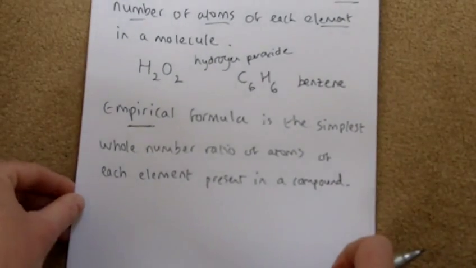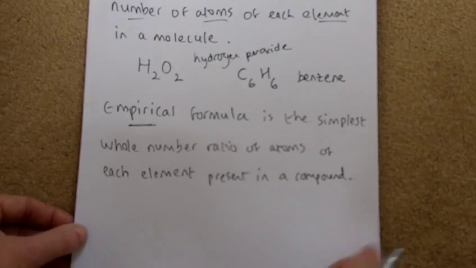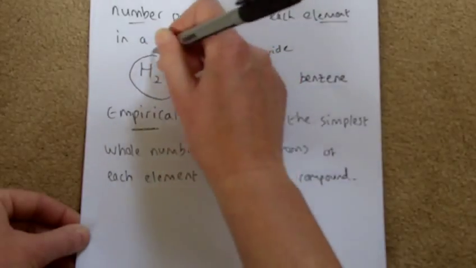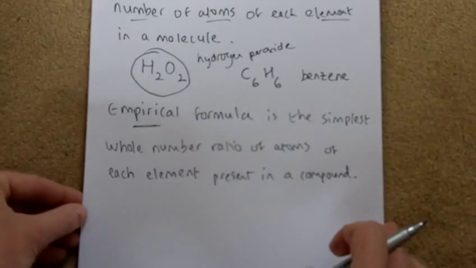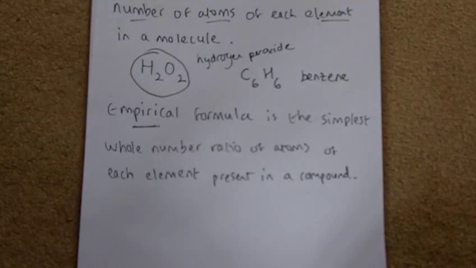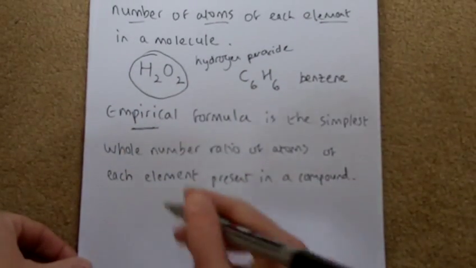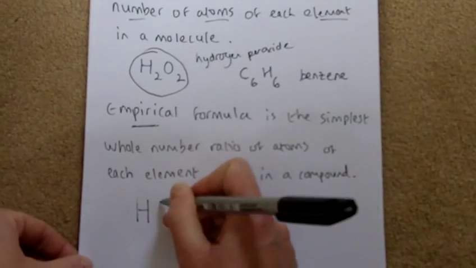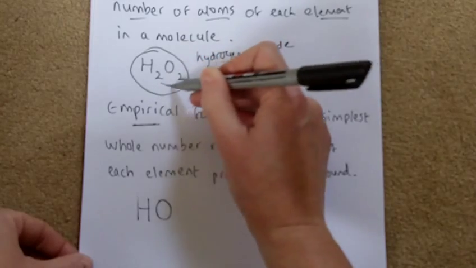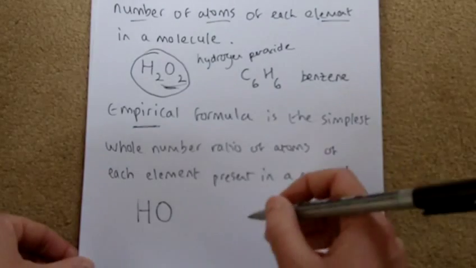Okay, so empirical formula is the simplest whole number ratio of atoms of each element present in a compound. So let's take this hydrogen peroxide here. That's the molecular formula. But what will be the empirical formula? What will be the simplest whole number ratio? So it's 2 to 2. So the empirical formula will just be HO, because we take the 2 and the 2, take it down to its simplest whole number ratio, and it'll just be 1 to 1. HO, 1 to 1.